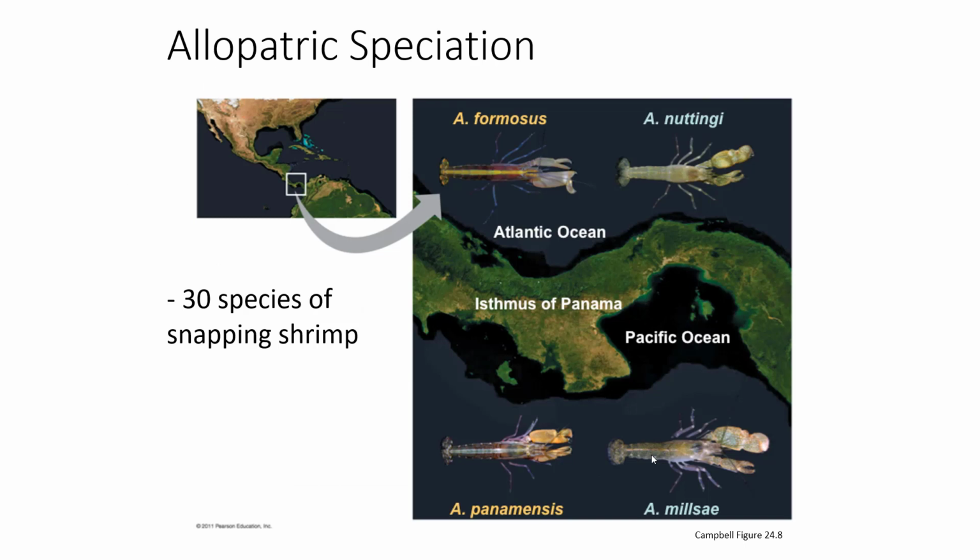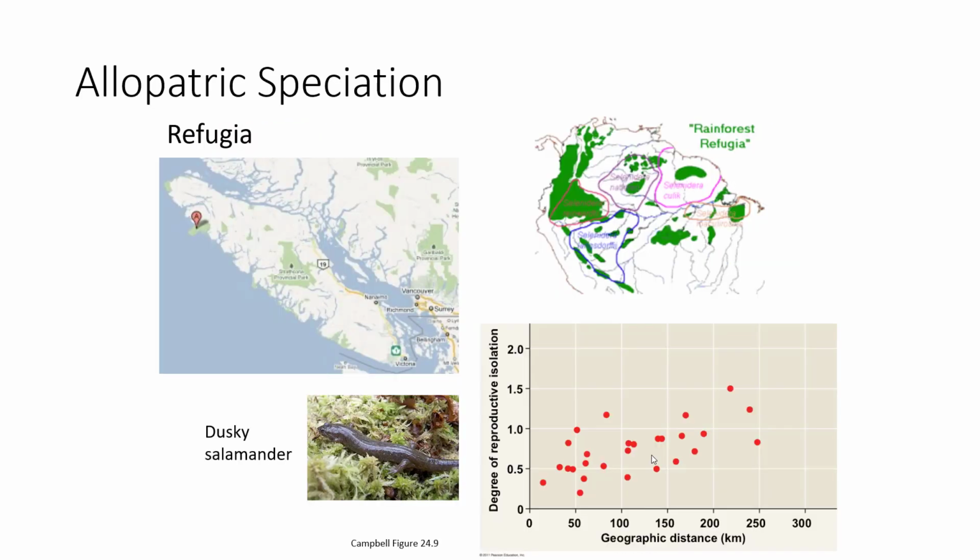Another example of this allopatric speciation is in the species of snapping shrimp that are formed on different sides of the Isthmus of Panama, which rose 5 million years ago. And as it rose, you can actually see the different species of shrimp forming. The deepest species formed first because they were isolated first, and the most shallow species formed last because they were isolated last.